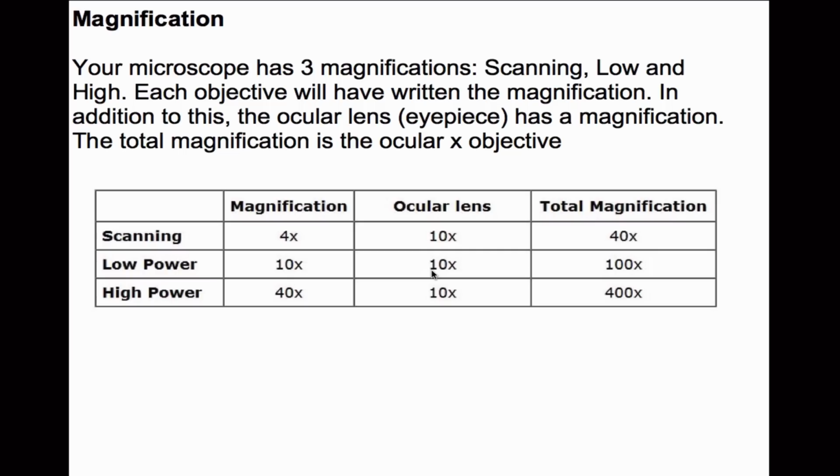There are three magnifications. There's scanning, which is the 4 times. It'll be the smallest objective lens on the microscope. And then there's low power, which is 10 times, and that's going to be a little bit bigger of an objective lens. And then there's high power, which is the 40 times. So with scanning, you get a total magnification of 40. With low power, you get a total magnification of 100. And with high power, you get a total magnification of 400.